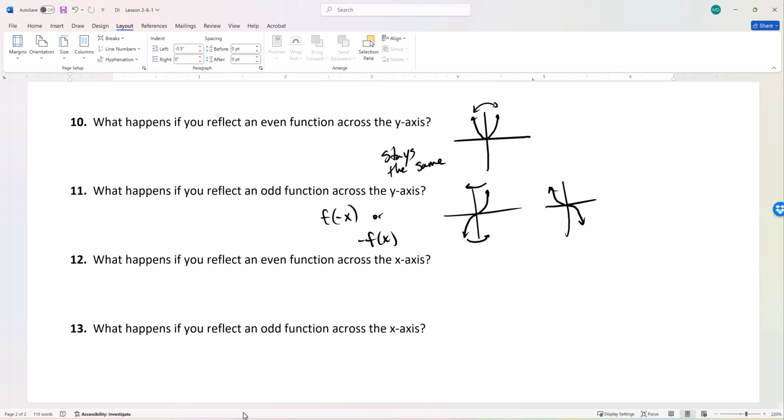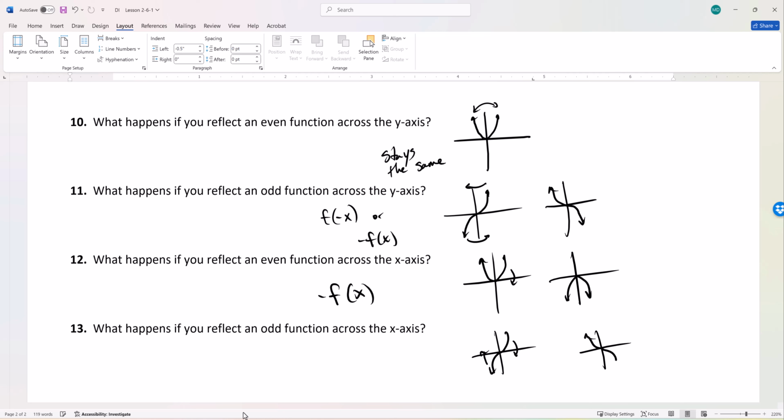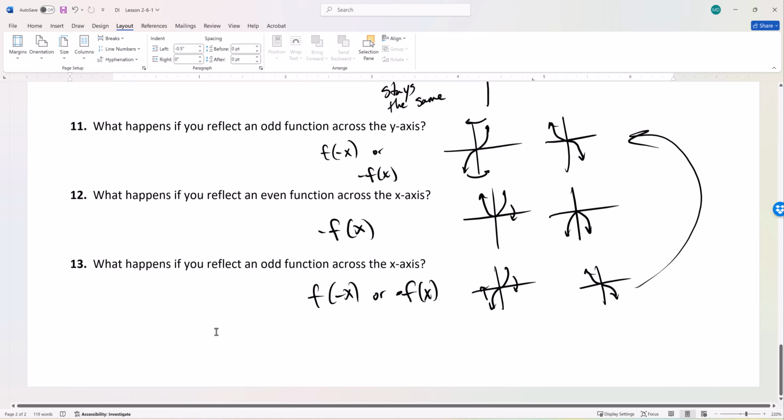What happens if you reflect an even function across the x-axis? So if I take that even function and reflect it over the x-axis, it looks like my function would just have a negative in front of it. What happens if you reflect an odd function across the x-axis? Again, if I took my odd looking function and reflected that, it would look like this, which is the same situation here. And we really can't tell the difference. And that's the definition of an odd function.